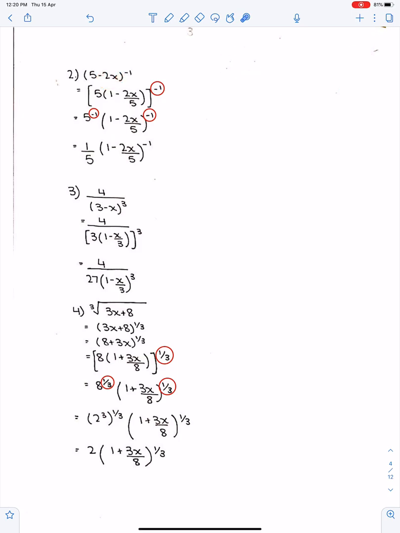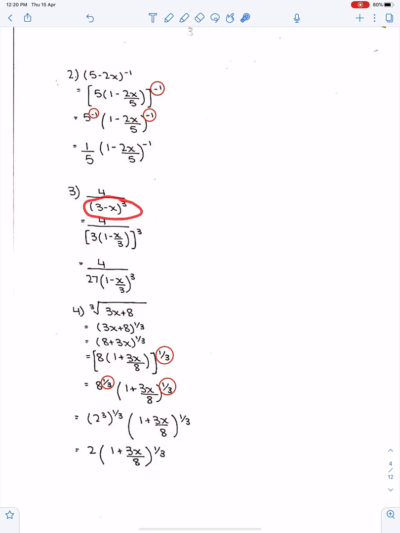Now distribute this power very carefully. When you give this power to 5, this will become 5 power minus 1, and this expansion will have power minus 1. This 5 power minus 1 will become 1 upon 5. This is the way to take common 5. It's better to take common when the expansion is in the denominator. If the expansion is in the denominator, then take common in the denominator and then bring the expansion in the numerator.